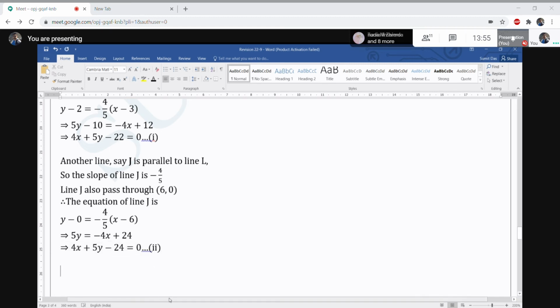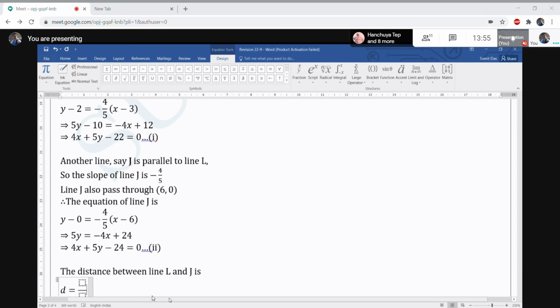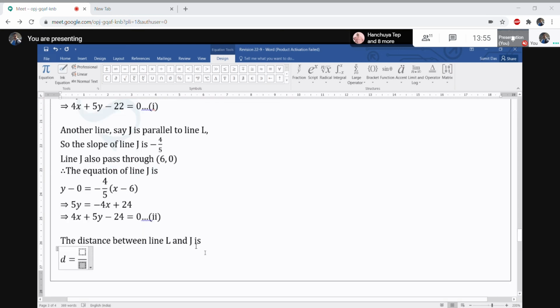So the distance between line L and J is given by the formula, I'm repeating again, D equal to the modulus of C1 minus C2 in the numerator, over the square root of 1 plus m square.